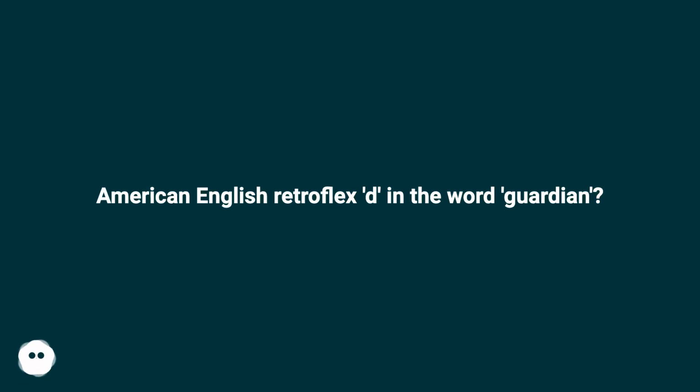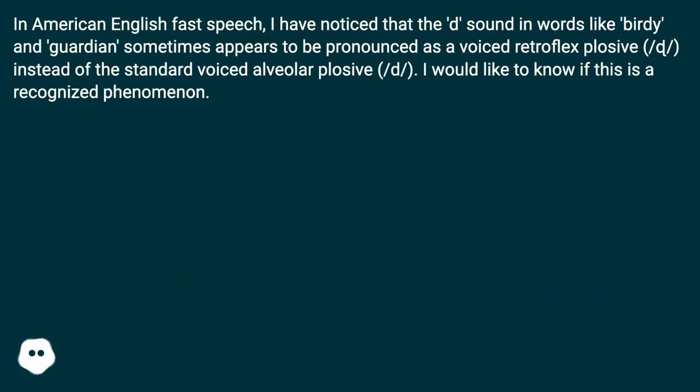American English retroflex D in the word guardian. In American English fast speech, I have noticed that the D sound in words like birdie and guardian sometimes appears to be pronounced as a voiced retroflex plosive, instead of the standard voiced alveolar plosive. I would like to know if this is a recognized phenomenon.